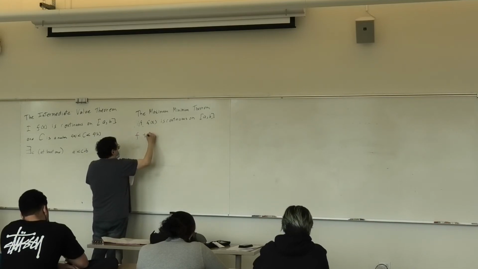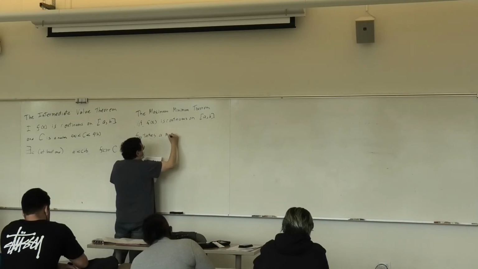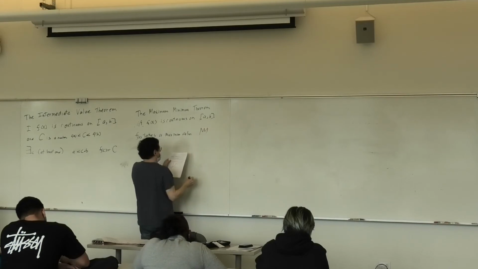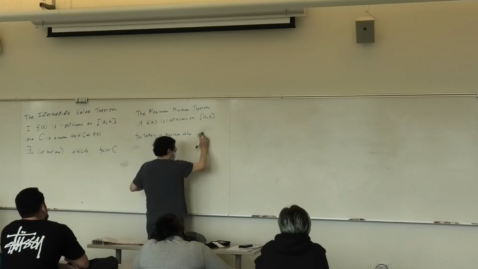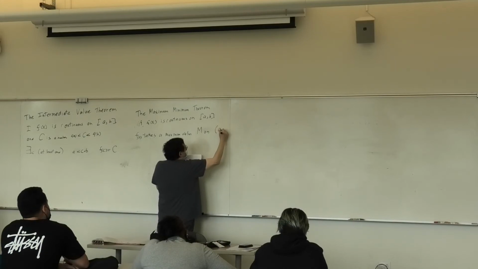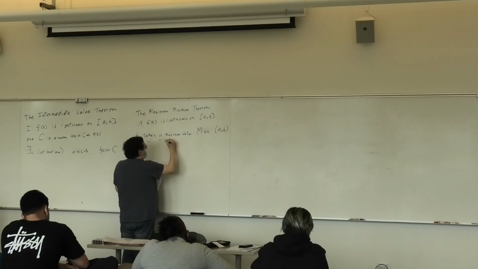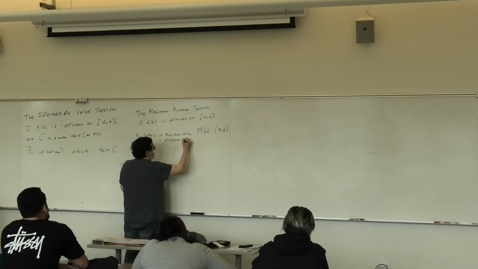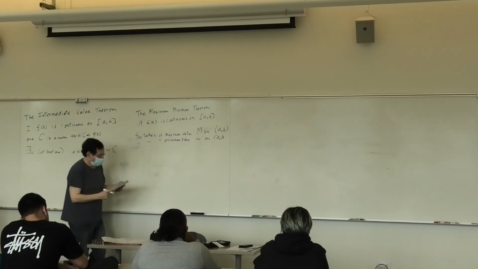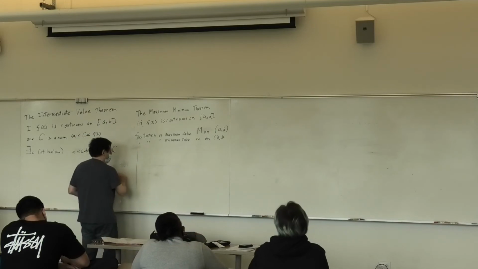Then f of x takes a maximum value, capital M, on the interval a, b, and it takes a minimum value, little m, on a, b. Now this seems kind of obvious.